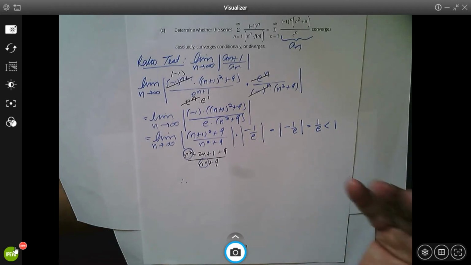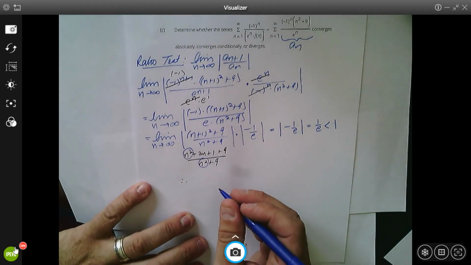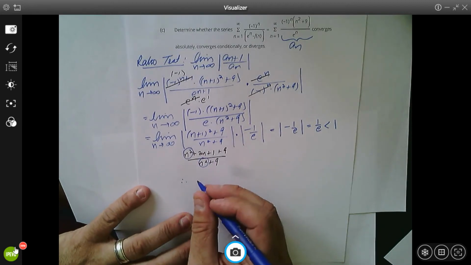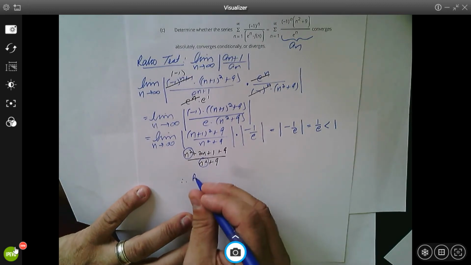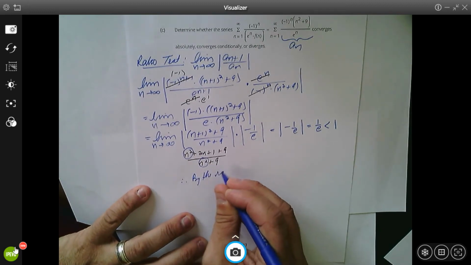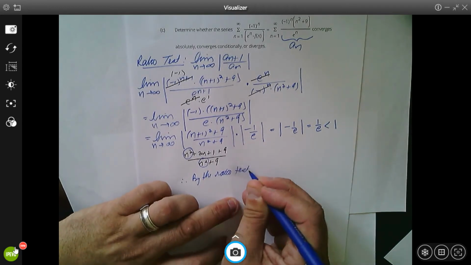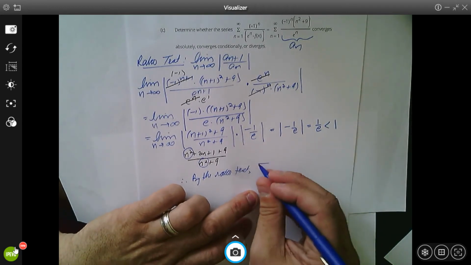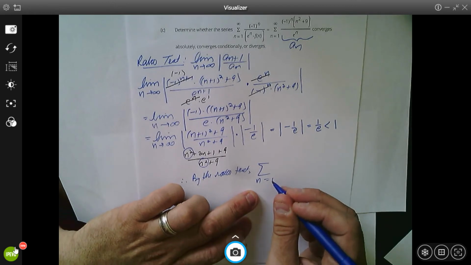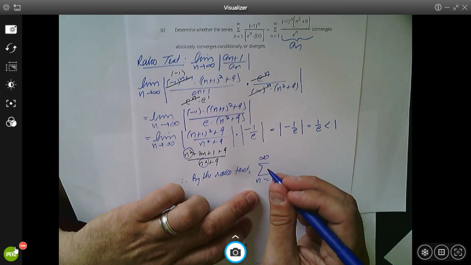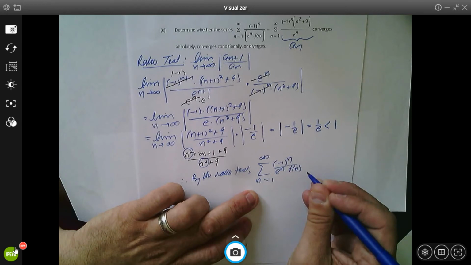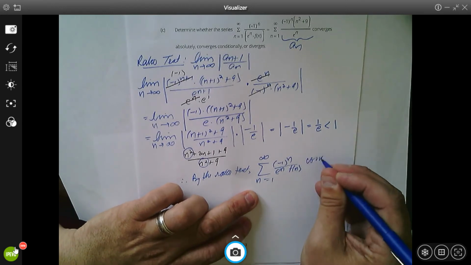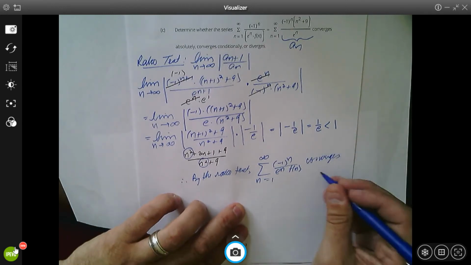Now, usually when we work with problems like this, you might get that the series will converge for particular values of x. What we're able to get is that our initial series converges by the ratio test. So by the ratio test, this guy here, n goes from 1 to infinity, negative 1 to the n over e to the n times f of n converges absolutely.